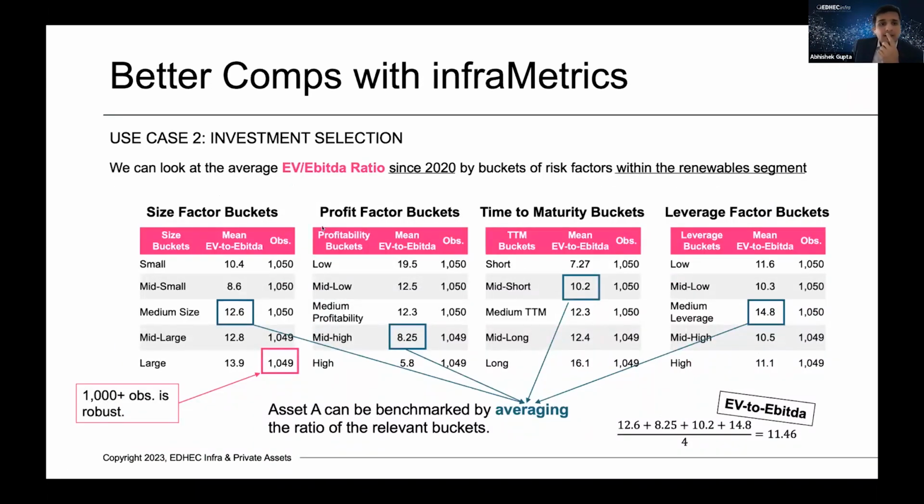So let's say we are looking at the average EV/EBITDA ratio since 2020, and by buckets of risk factors within the renewable segment. So one characteristic filter we have already applied here.